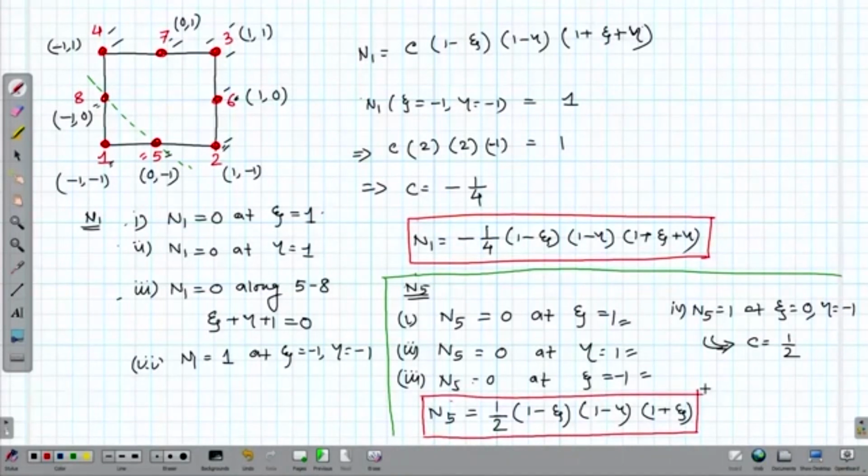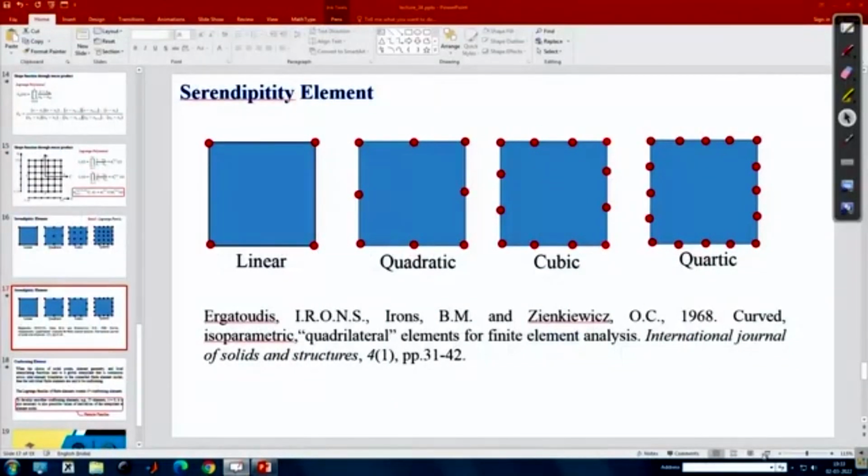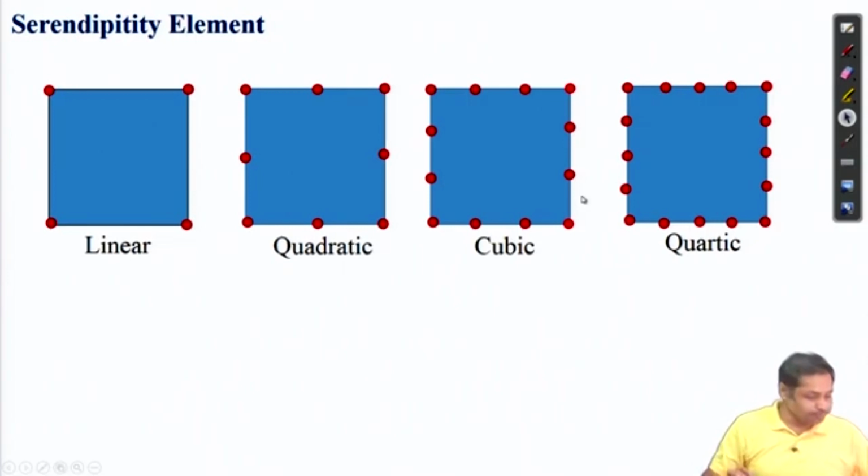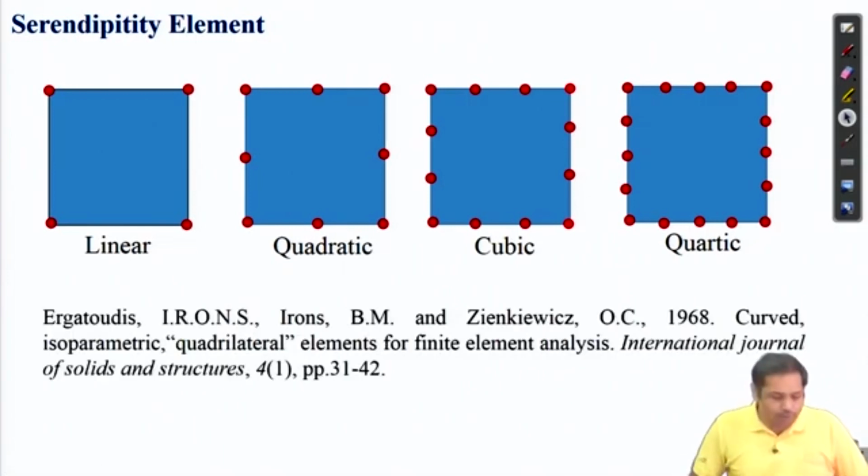So this is how the shape function can be obtained for serendipity elements. The same exercise we can do for other nodes, and a similar exercise we can do for other serendipity elements as well. So this is why this element was coined as serendipity element. The shape functions are obtained just by looking at it.